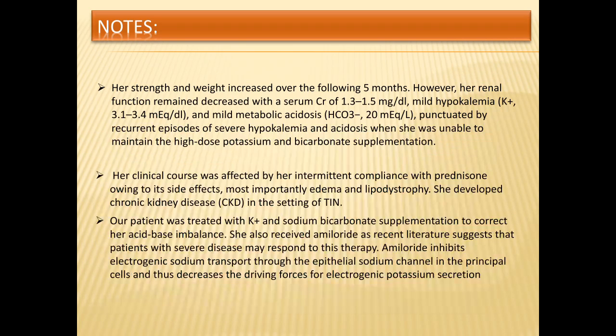And then we have that her clinical course was affected by her intermittent compliance with the prednisone owing to its side effects, most importantly edema and lipodystrophy. But as you know, she also has Sjogren's syndrome, so we are giving prednisone because it is a very effective medication to control many of the symptoms of Sjogren's syndrome, including fatigue, arthritis and vasculitis.